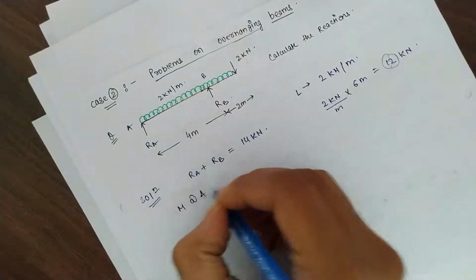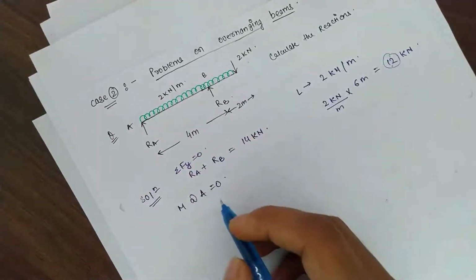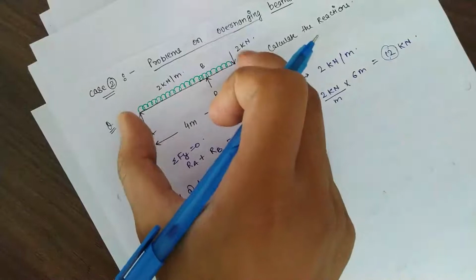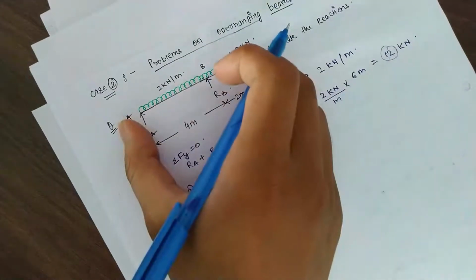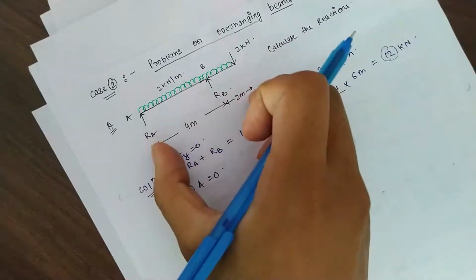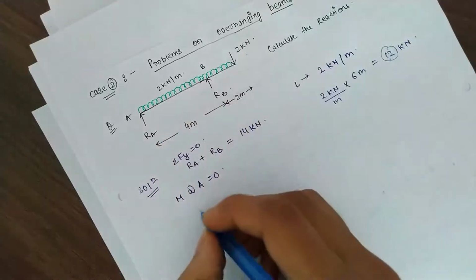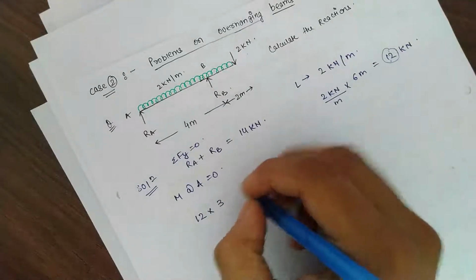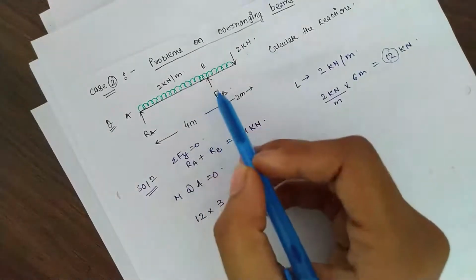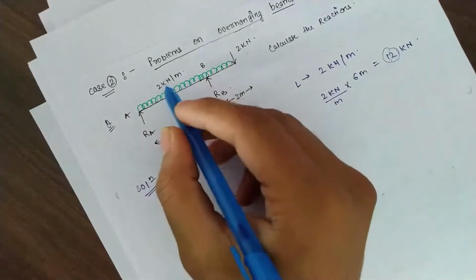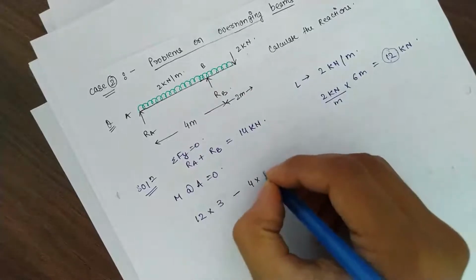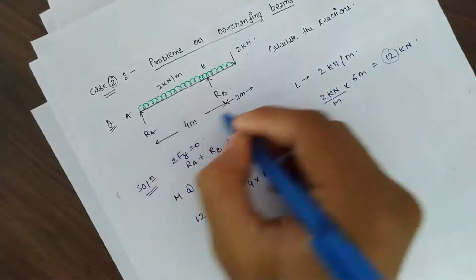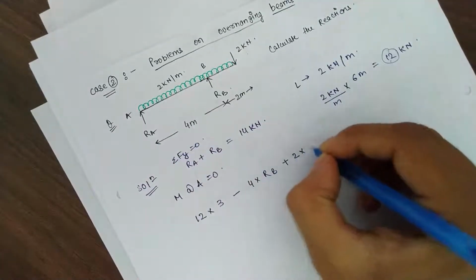Again we will be taking moment across A, which is equal to 0. This is sigma M equal to 0, and we will be taking the moment. So the load is 12. This load always acts on the CG of the beam, so the CG of the beam will be 6 by 2, because total length is 6, and if we halve it, it will be 3. So 12 into 3, load into CG distance, minus 4, this is anti-clockwise, so 4 into Rb, and this 2 kilonewton is acting clockwise. So this 2 into the overall distance, which is 6 meter, plus 2 into 6, which is equal to 0.